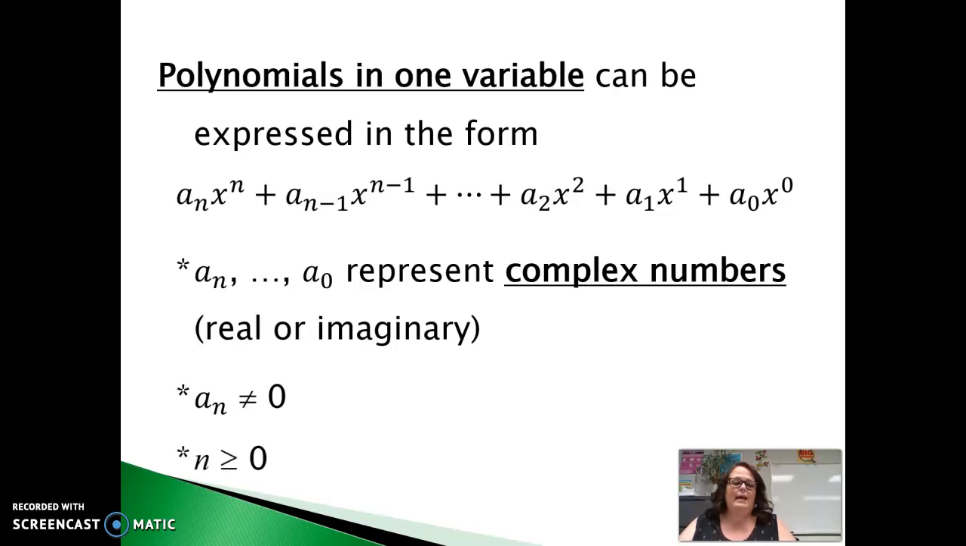So that means you can't have any negative fractions. So for example, rational numbers like 1 over x or 1 over x minus 2, that would not be a polynomial in one variable because your x is really to a negative integer. So like 1 over x is really x to the negative 1 power. So that's not a polynomial.